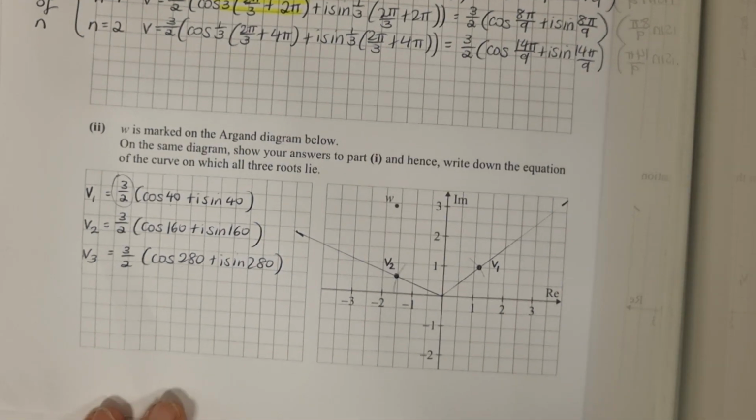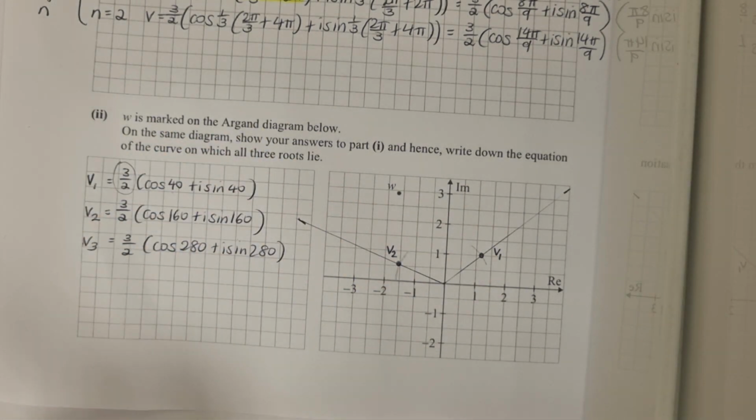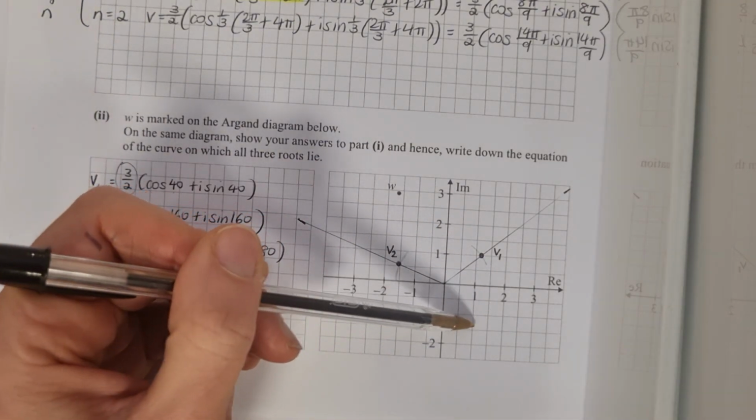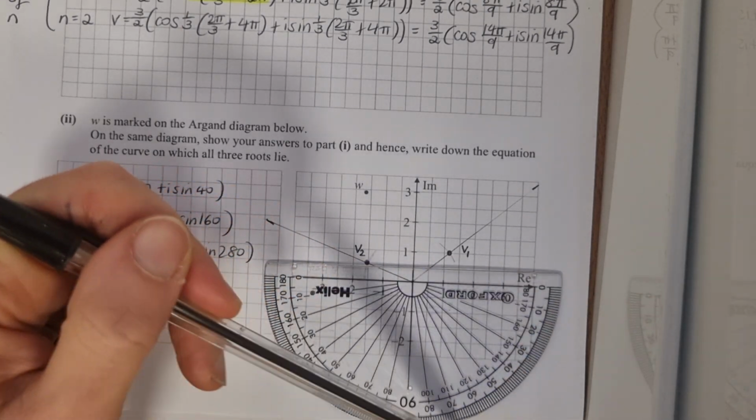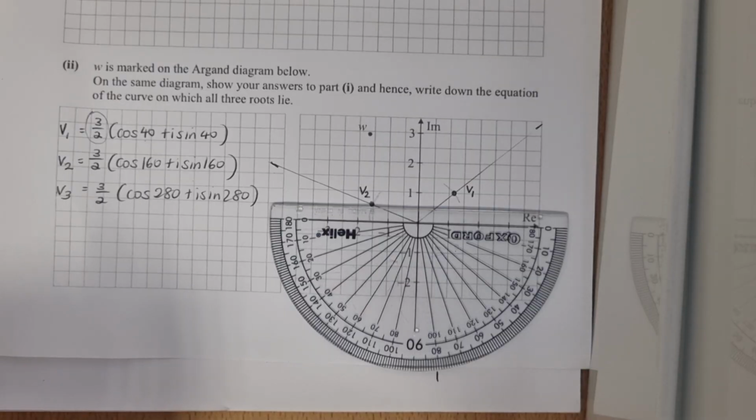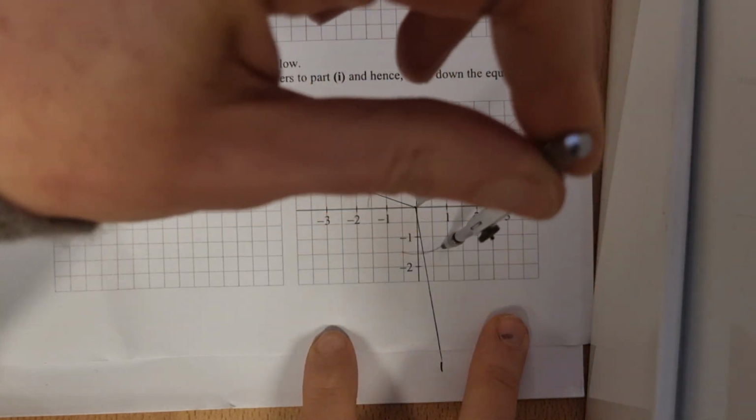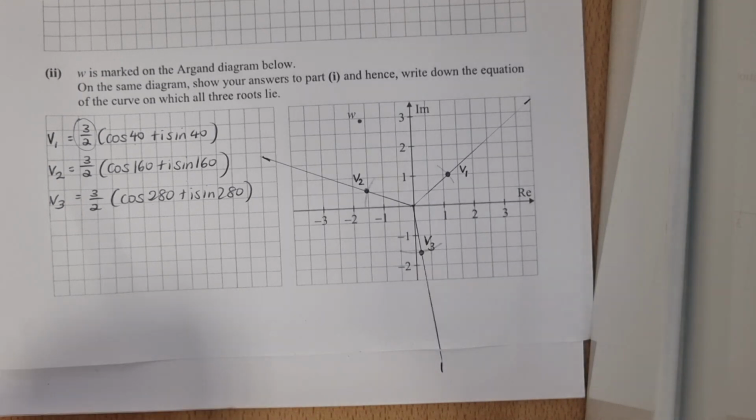And then finally I want to mark in V3. Now it's 280 degrees around, which is a bit awkward on the compass, but if it's 280 degrees this way, well then it must be 80 degrees this way to make up the 360. So I'm just going to measure around 80 degrees. And there I am joining it up. And then back to the compass to make sure that I'm going the right distance out. So I'm going for the right modulus of 1.5. And there's V3. So I've marked in 3 roots.